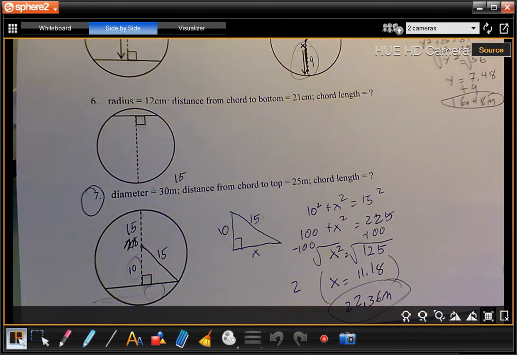Okay. All right, so that is the examples I'm going to do for your first front and back page of the packet. And I'm going to post another video for the next one.